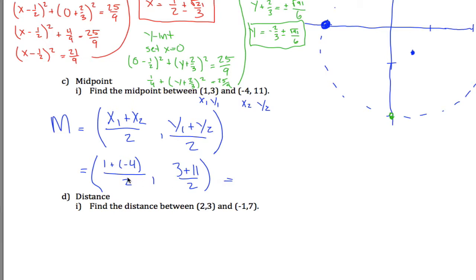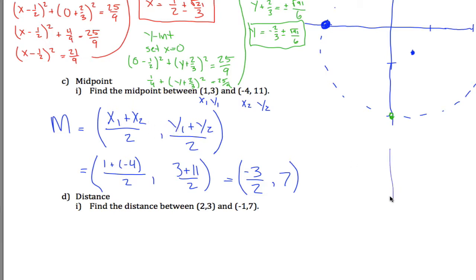And if I simplify that a little bit, 1 plus negative 4 is negative 3. So I get negative 3 halves. And then 3 plus 11 is 14. 14 halves is just 7. This is my answer. Midpoint, if you want to just memorize that, that's fine. I don't like telling people to memorize stuff, so I want to tell you where this comes from, and it might make this easier.